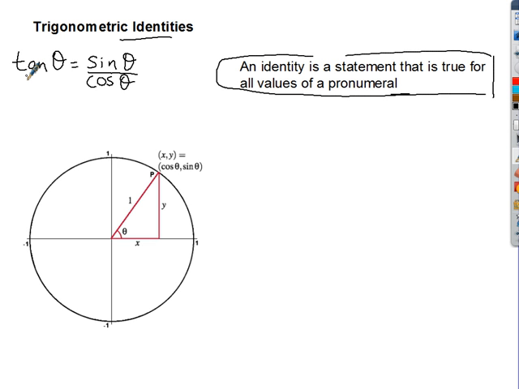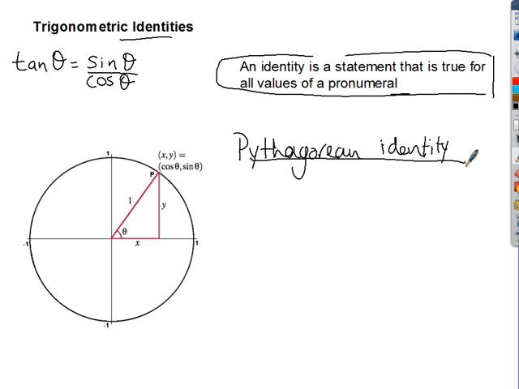So I want to just show you one more trig identity, and this is called the Pythagorean trig identity. So the name gives it away, really. It's going to involve Pythagoras, and we're also going to use the unit circle again.